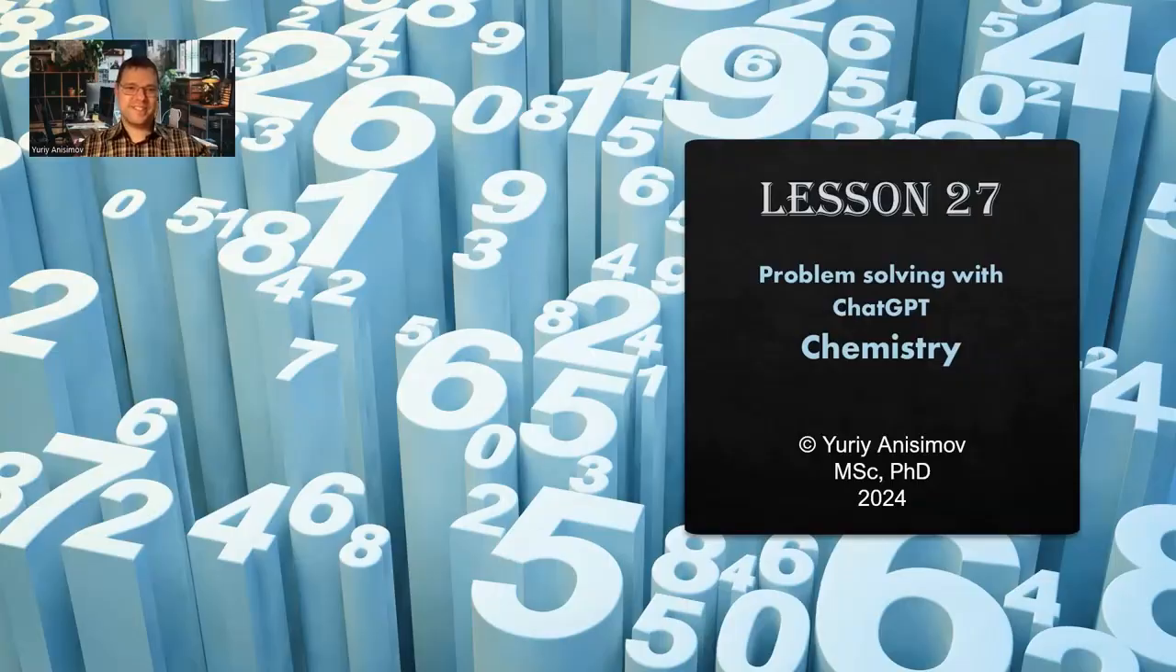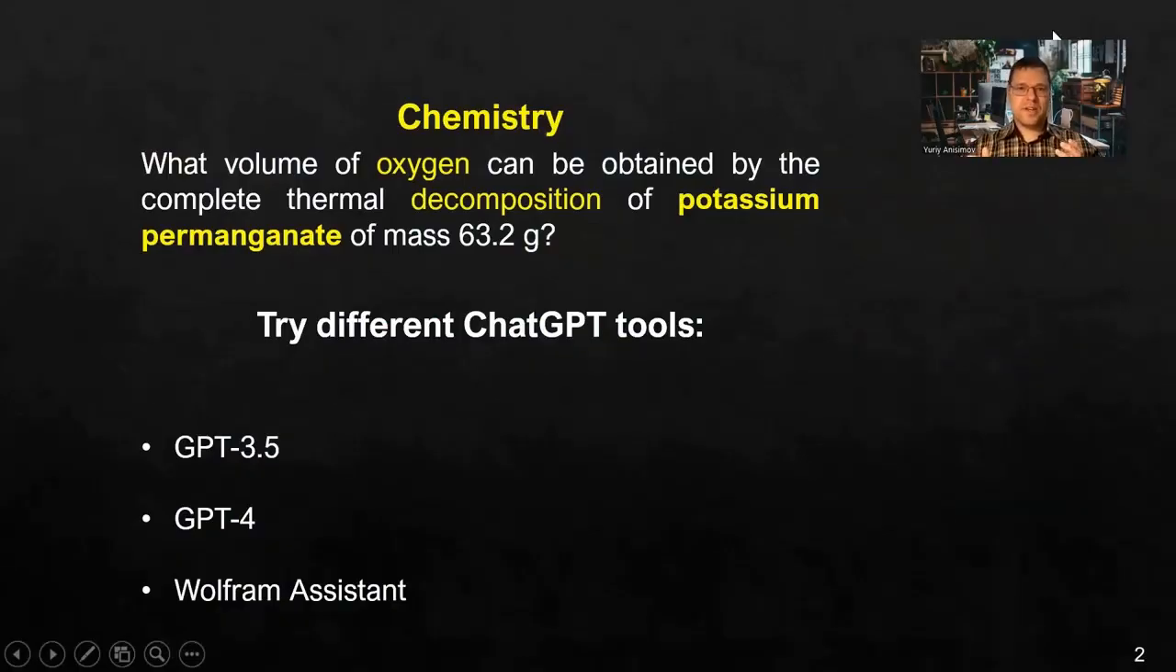Let's get started. So this is our problem for today. What volume of oxygen can be obtained by the complete thermal decomposition of potassium permanganate, mass 63.2 grams? I've highlighted key terms here. This is the decomposition reaction of potassium permanganate, KMnO4, and it releases oxygen gas. So definitely we'll need a reaction equation, and we'll see how ChatGPT will cope with this.